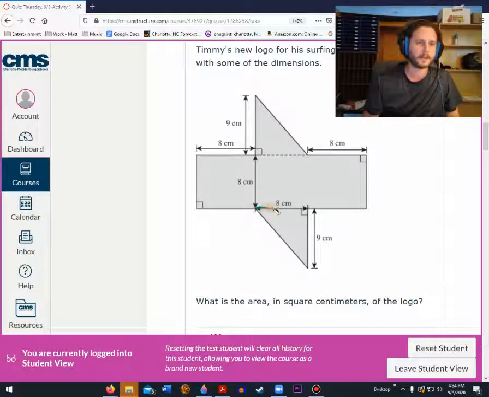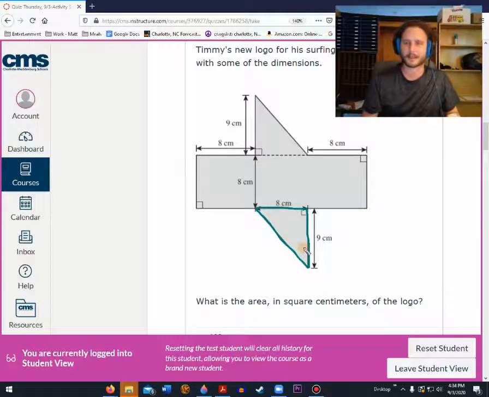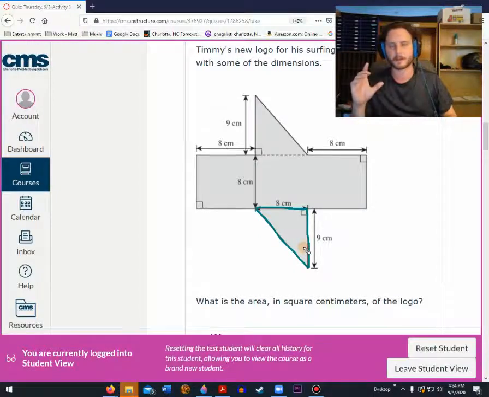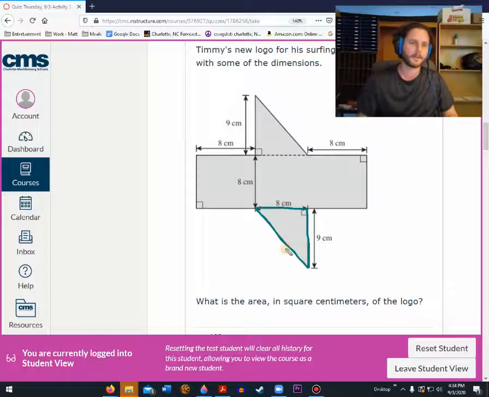For this one, the base of these triangles, they are the same dimensions, by the way. The base of the triangles are going to be 8 centimeters, and the height is 9. Area of a triangle, 8 times 9 is going to be 72, divided by 2, because it is a triangle, is going to give me an area of 36 square centimeters for both of them. Now, the rectangle is the trickier part.